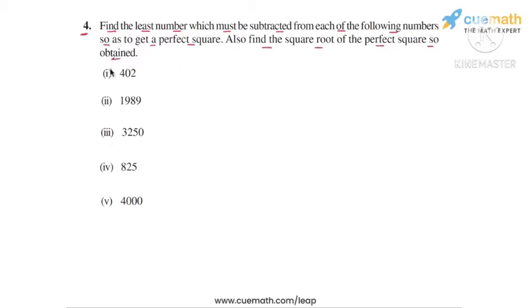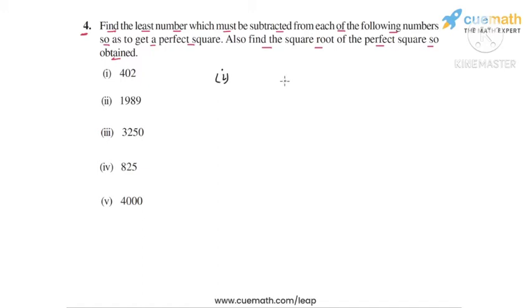So what we will do in each case is apply the division method of finding the square root, and we will obtain a non-zero remainder because each number is not a perfect square. That non-zero remainder is the number that we can subtract from the original number to get a perfect square. So this is what we are going to do. So let's start with the first part.